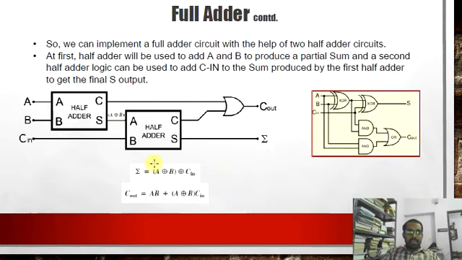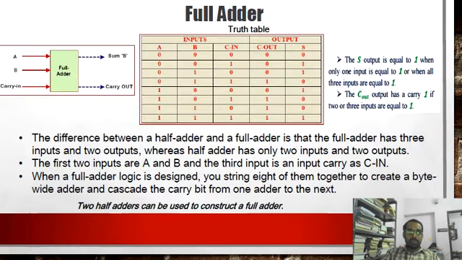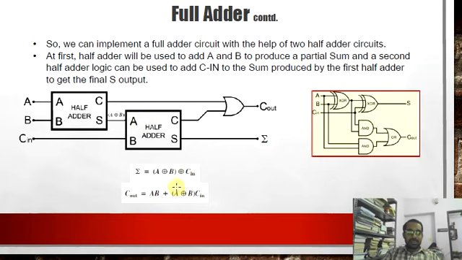So similarly the carry corresponds to A and B or A XOR B and C in. So we can create this: there are two XOR operations in the sum, and there is one XOR operation as well as OR gate and AND gates in the case of C out. So we can create a full adder circuit using two half adder units.